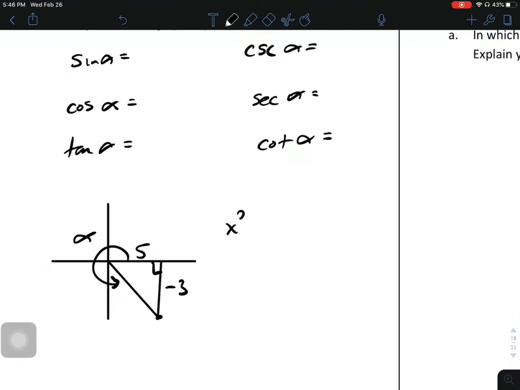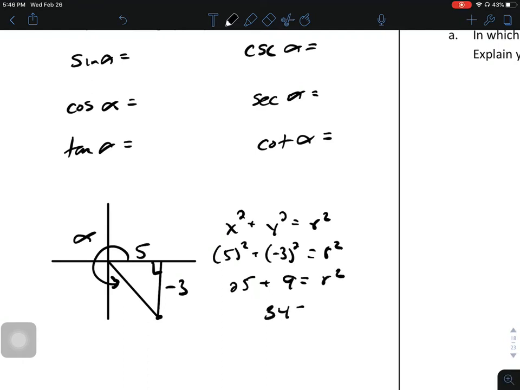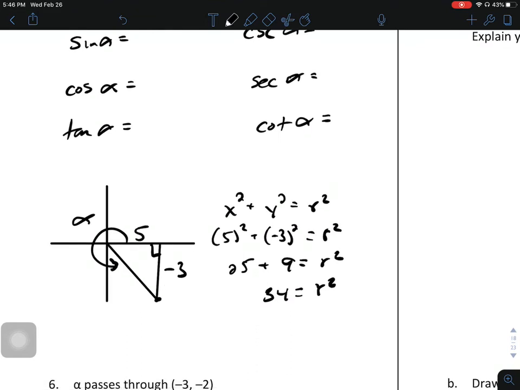Using the Pythagorean theorem, x squared plus y squared equals the hypotenuse squared. So that's 5 squared plus (-3) squared is r squared. It's 25 plus 9, which is 34, is r squared. If you square root both sides, you're going to get the square root of 34, plus or minus style. The radius is always positive.